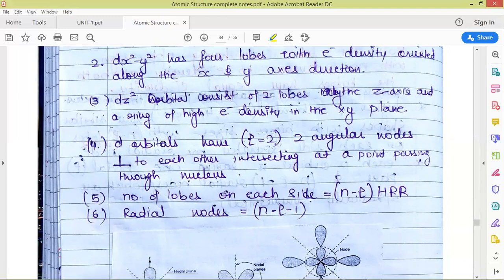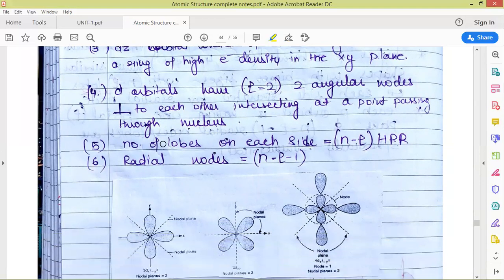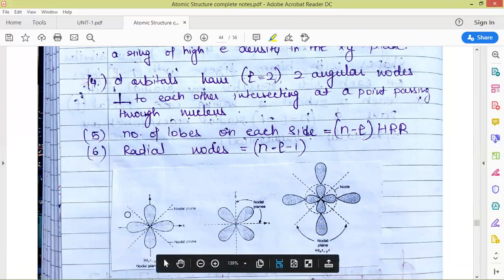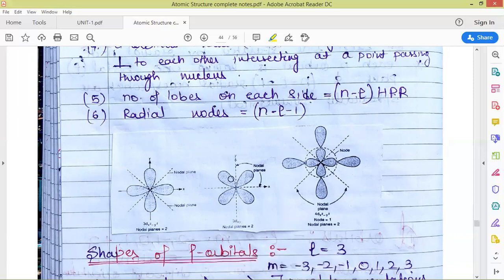D orbitals have the value of l as 2, so 2 angular nodes will be there. 2 angular nodes will be present as 2 perpendicular planes. As we have shown here for dx square minus y square, it has two nodal planes in between the two axes, and for the dxy orbital, the nodal planes are present along the x and y axis. So for dxy, these planes are along the x and y axis. For dyz, it will be along the y axis and z axis, and for dzx, it will be along the z axis and x axis.